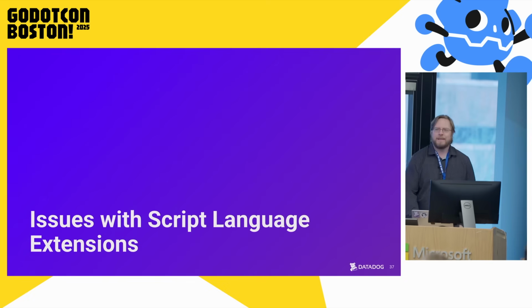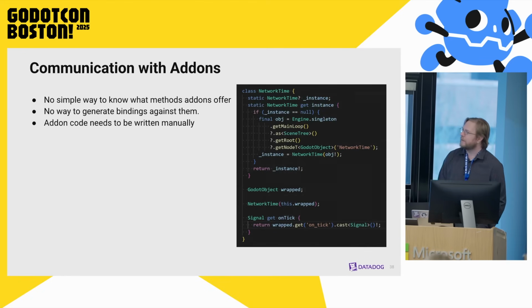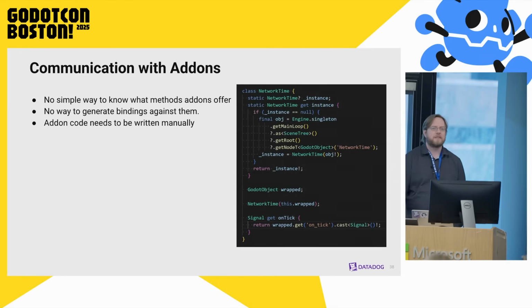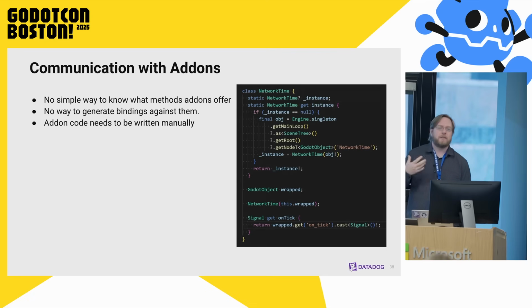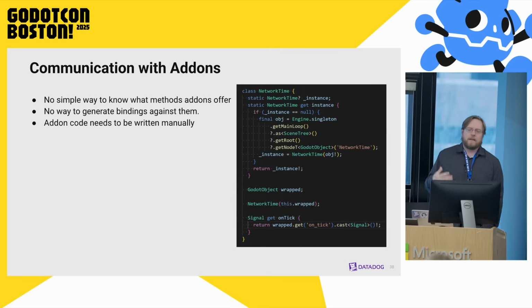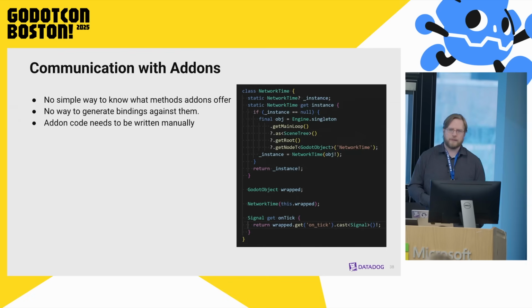So, I know that was a whirlwind, but that's most of what you need to know to actually get started writing a script extension. And what are the issues with doing this? Well, the first one is communication with other GDExtensions and add-ons. There's no simple way to do this yet. There's no way to generate the bindings against them because they don't necessarily register to ClassDB in time for you to create a JSON that you can generate against them. So the add-on code needs to be written manually.